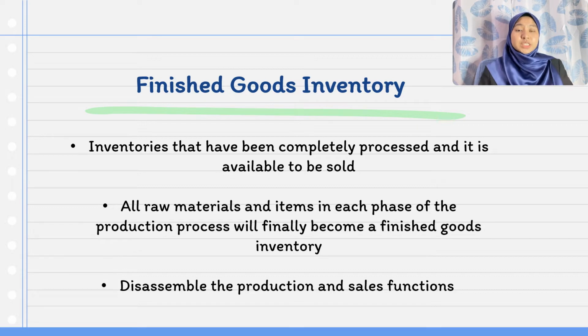Lastly, I'm going to present about the finished good inventory. Finished good inventory refers to the inventory that is completely processed and available to be sold. All the raw materials and items in each phase of the production process will finally become a finished good inventory. The purpose of a finished good inventory is to decouple the production and sales function so that there is no need to produce a good before sales. However, finished good inventory is a relative term, where it can also be a raw material to the customer.